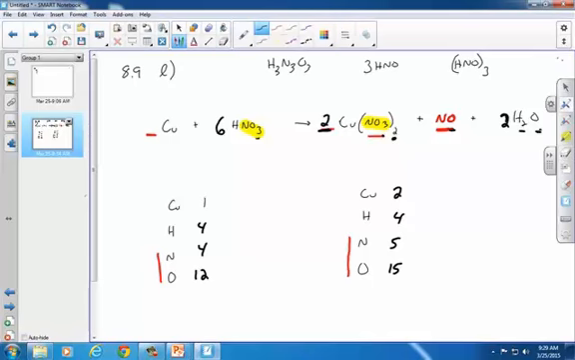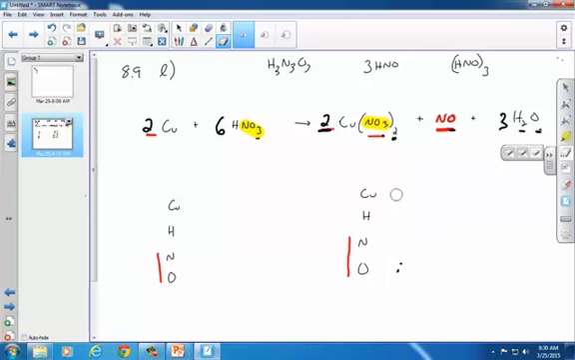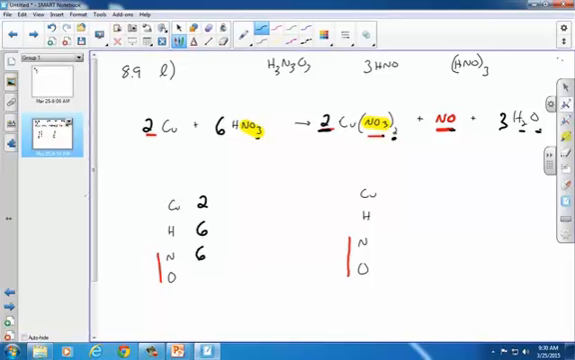So if I do that, then I already know I'm going to have to change this to a 3 to get the hydrogens balanced. So let's take a look at where we are then. Also, I might as well throw a 2 in here since I've got 2 copper on both sides and see where that gets me. So now on the left I've got 2 copper, 6 hydrogen, 6 nitrogen, and 6 times 3, 18 oxygen.